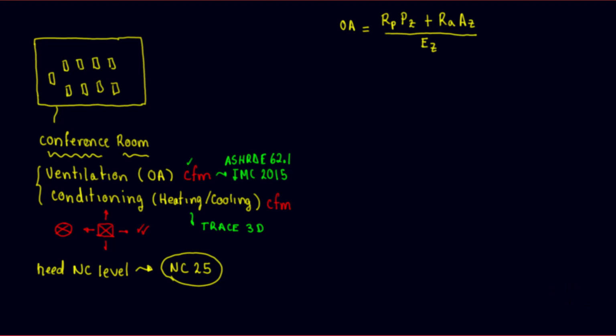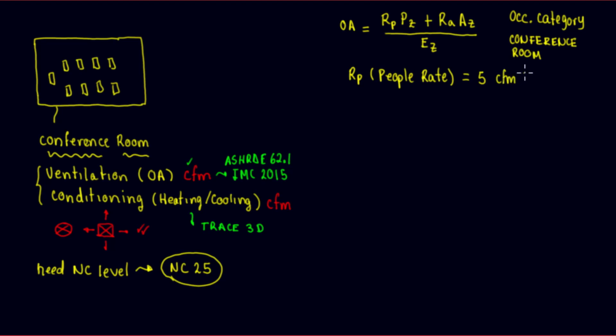Okay, so now we need the data. In this case, we're going to put the data for RP. So RP, what is RP? RP is actually the people rate. And how do we get these rates? Based on occupancy classification, occupancy category. For the occupancy category, we're talking about a conference room. So that's my occupancy category. If you look at the tables of ASHRAE 62.1 or IMC 2015, the people rate for a conference room is going to be 5. So technically 5 CFM per person, right? Let's put in here the units, CFM per person.